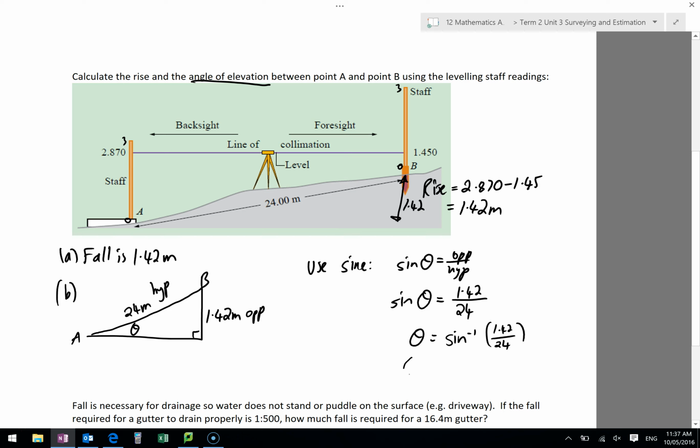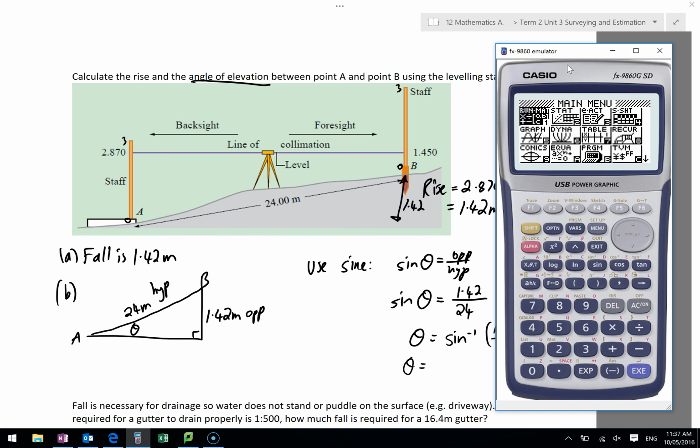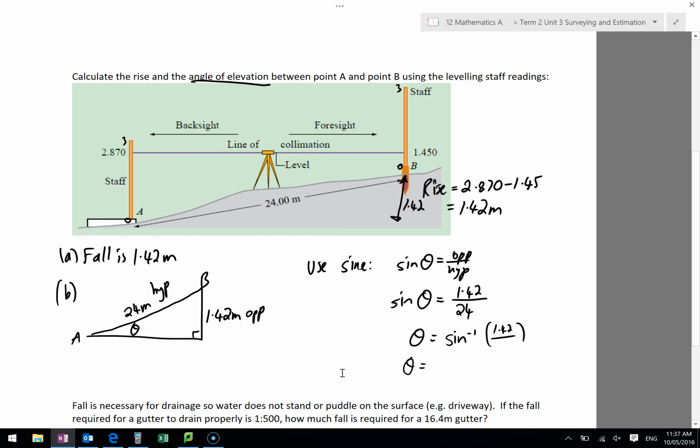Okay, if you're struggling with that, go back to the start of the unit and have a look at the tips there. Get out my graphics calculator. Hopefully no one's been mucking around with it. So I'll check in the Shift menu, check that my angle is in degrees, and then I can find inverse sine of 1.42 divided by 24. I don't know where my 24 went underneath there. 3.39 degrees.